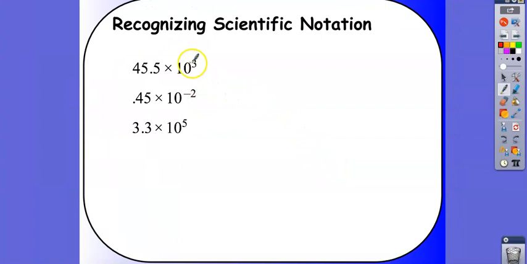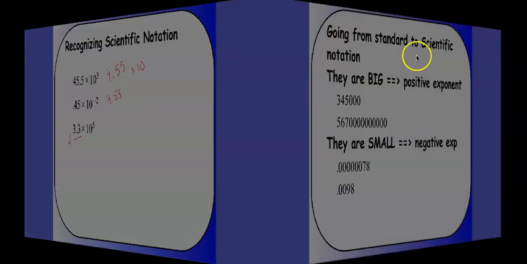Okay, so is this in scientific notation? No. To be in scientific notation, it would have to be 4.55 times 10 to something, and I'll explain how you figure that one out. 0.45, no, it has to be 4.55. 3.3, that works for me. I'm good. Can I have that -2? Yes, I can. So this is just recognizing it. I'm going to show you how to put it in scientific notation on another slide.